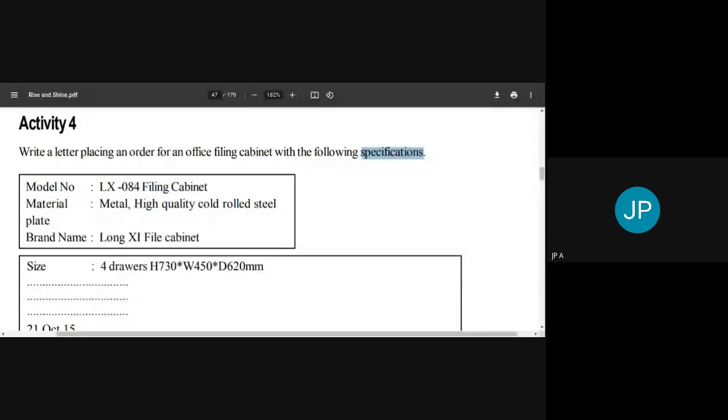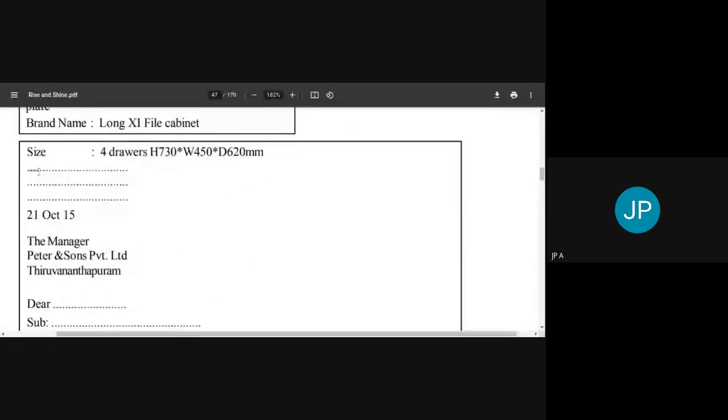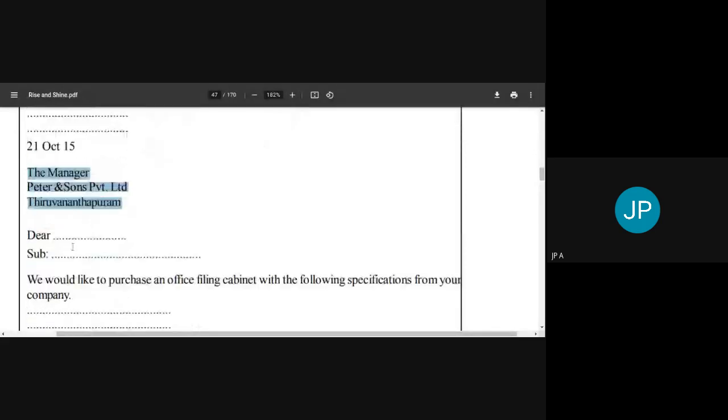So here we have the specifications already given there in the box. We just need to write them down into the letter, the format of the letter which is given in the box below. So the specifications are already given here. This size specification from the box has somehow spilled on to the letter. So here what do we have? Here we have the from address. Okay, then we have the date, from address, then the date, then the to address. Okay, then dear sir or dear madam or dear sir slash madam, and then we have the subject line.